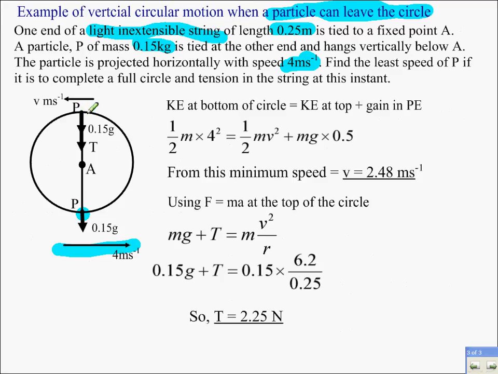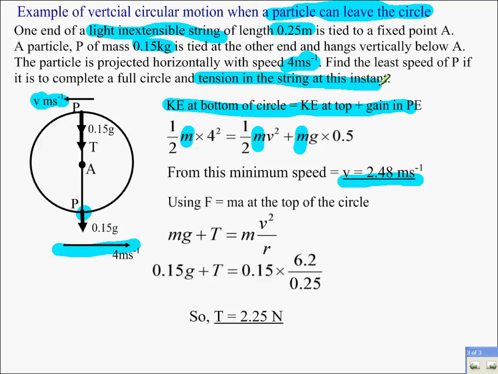Okay. So at the bottom it has kinetic energy. At the top, hopefully, it has kinetic energy if it's to complete a full circle, and there's obviously energy-wise been a gain in potential. So you can just simply equate those and get this equation, and then cancel the m's, do some working out and rearranging, and you get v as 2.48 metres per second. Okay, calculate the tension in the string at this instant.